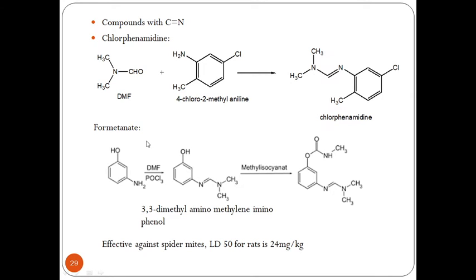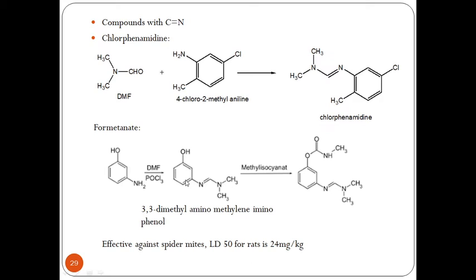Next example for an acaricide with a C double bond N is formetanate. Now this formetanate could be synthesized by 3-hydroxyaniline as a starting material which reacts with DMF in the presence of POCl3. In this also, the structure of DMF is already given here. What happens is the lone pair of electrons attacks onto the DMF in the presence of POCl3 to give me a Schiff base only. The component that I will be getting is 3-dimethylaminomethylene iminophenol.